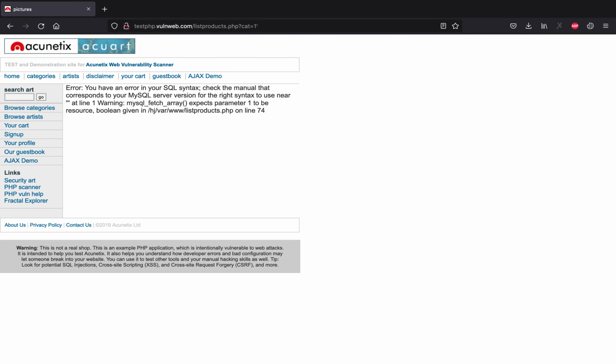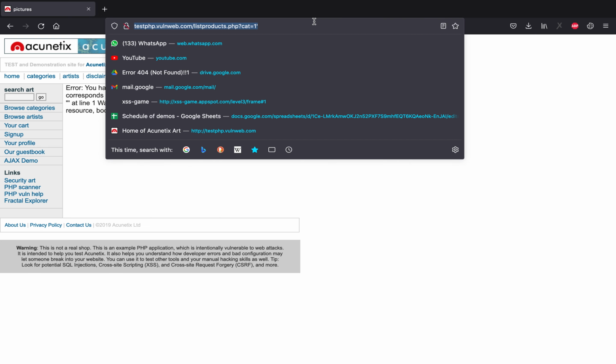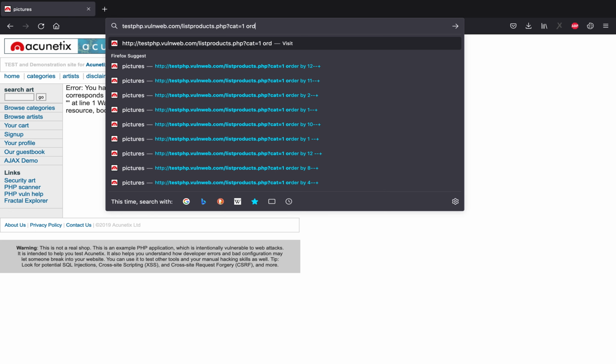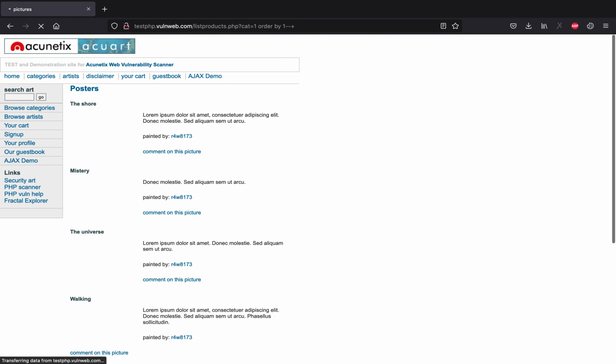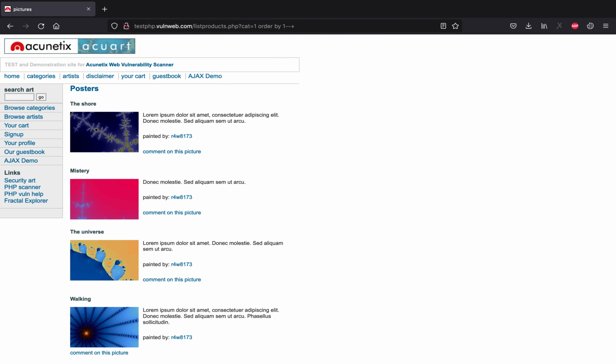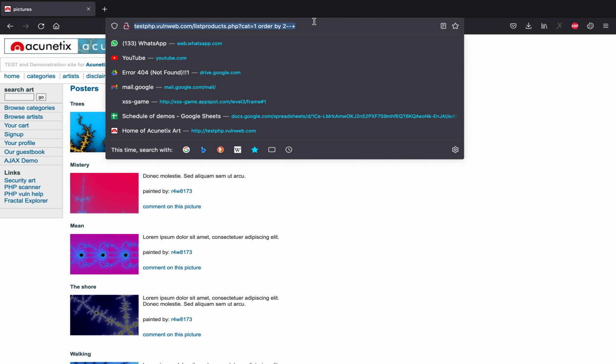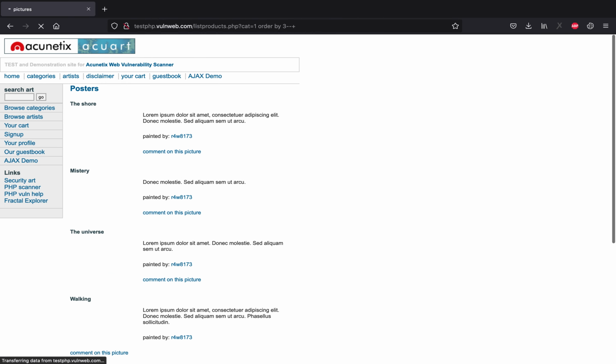And yes, we are having an error, or a SQL flaw. Since it is a partially parameterized query, we won't be needing a single inverted comma for breaking it further. Let's count the total number of columns here. Order by 1, minus minus plus. No error we are getting. Order by 2, minus minus plus. Order by 3, minus minus plus.